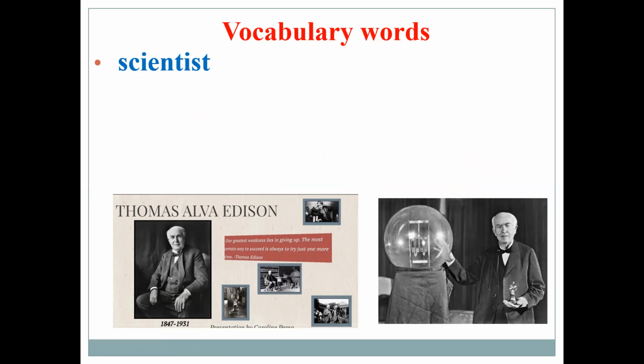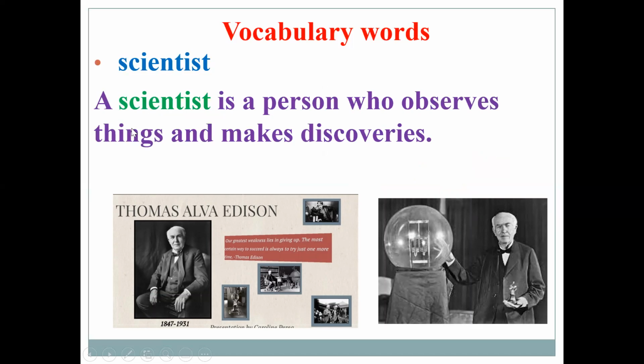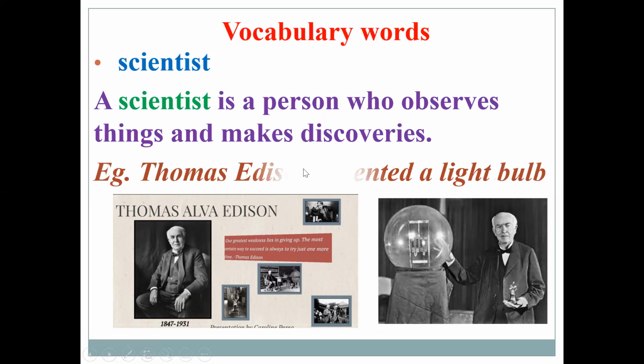The first vocabulary word is scientist. A scientist is someone who observes and makes discoveries. A scientist is a person who observes things and makes discoveries. So, who do you see in these two pictures? This person is the key person involved in making the invention of the light bulb. His name is Thomas Alva Edison. He invented the light bulb.